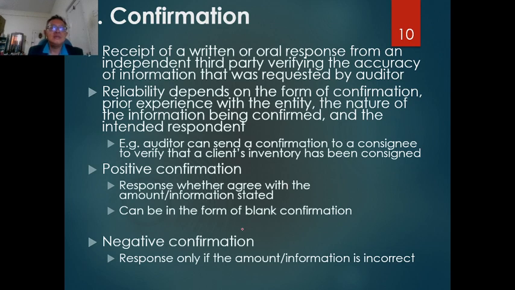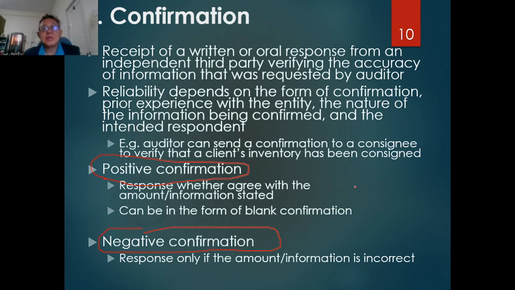So there are two types of confirmation. One is what we call a positive confirmation, and the other one is a negative confirmation. Here for positive confirmation, the response is whether they agree or not with the amount stated by the auditor. For example, Mr. A, you are a debtor of a particular company. You have an amount outstanding of about 10,000, do you agree with this? So this requires a confirmation from the third party.